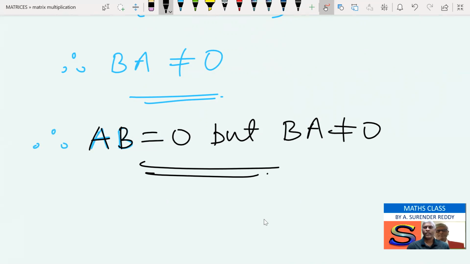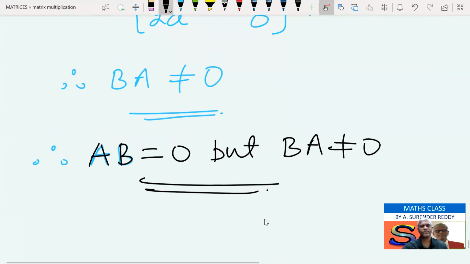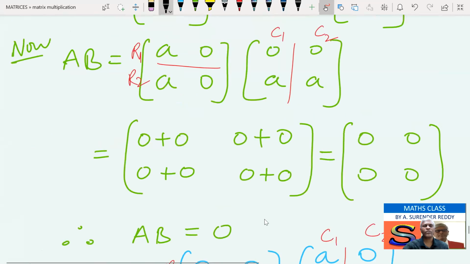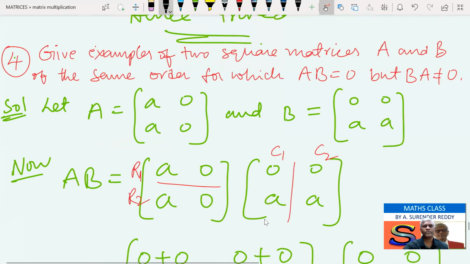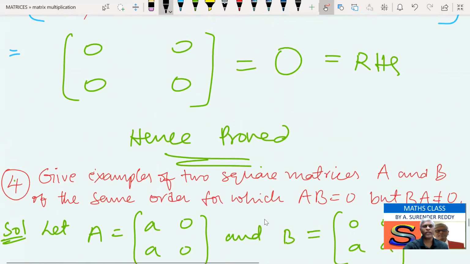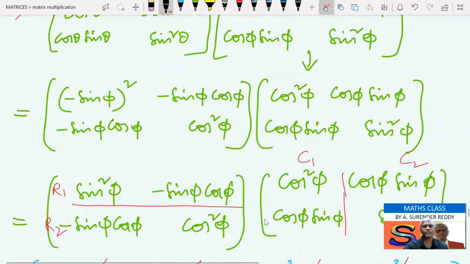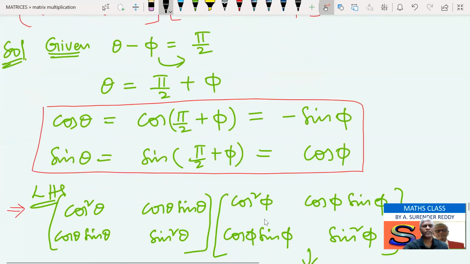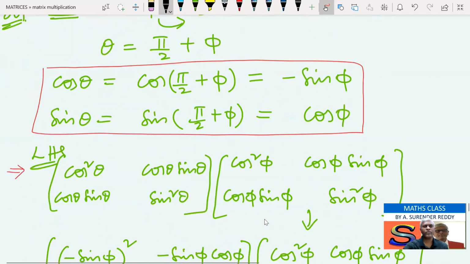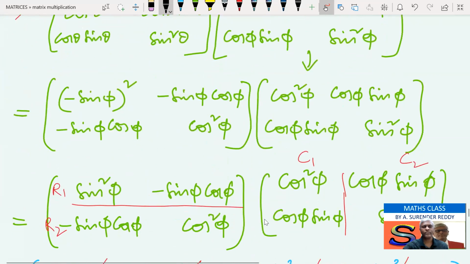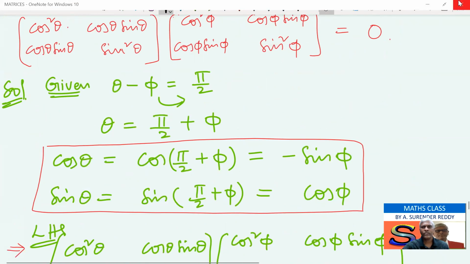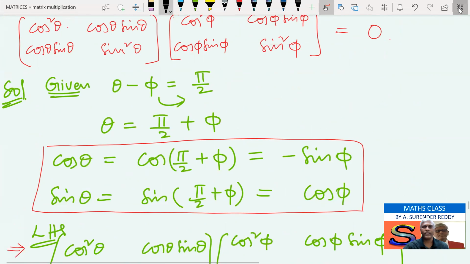So with this, I conclude today's class. These are the solved problems in multiplication of matrices. You can go through them and practice the solved example problems in the textbook and prepare your notes so that it will be easy for you.